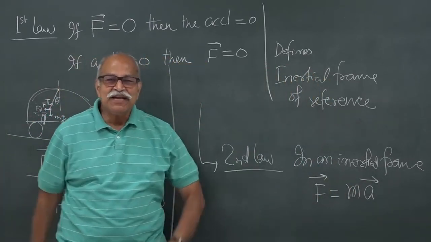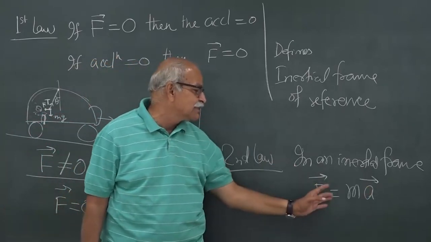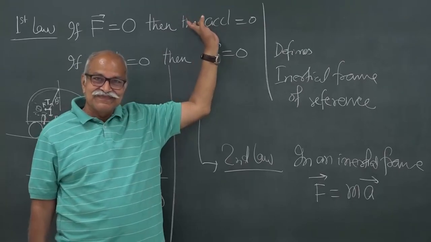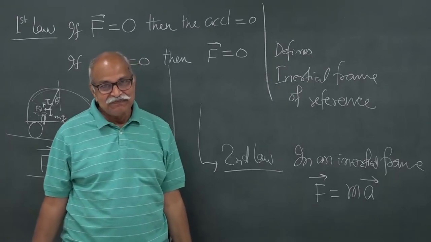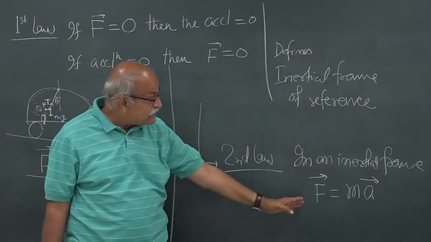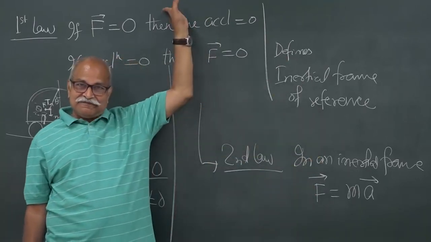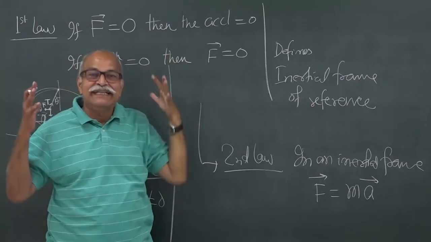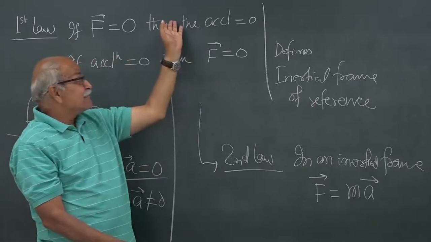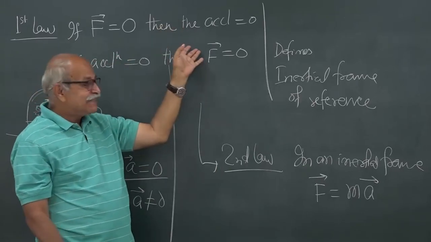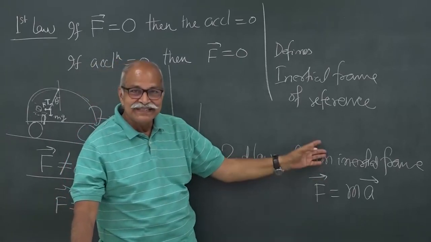So many times people say, okay, why the first law? From the second law, put a equal to 0 here, F will be 0, and that is the first law. So the first law can be derived from the second law. That's not very true, because this is also valid only in an inertial frame. But what is an inertial frame? That comes from the first law. So the first law has its own independent significance, and once the inertial frame is checked from here, then we say that, okay, in that inertial frame this will happen, and that is our Newton's second law.